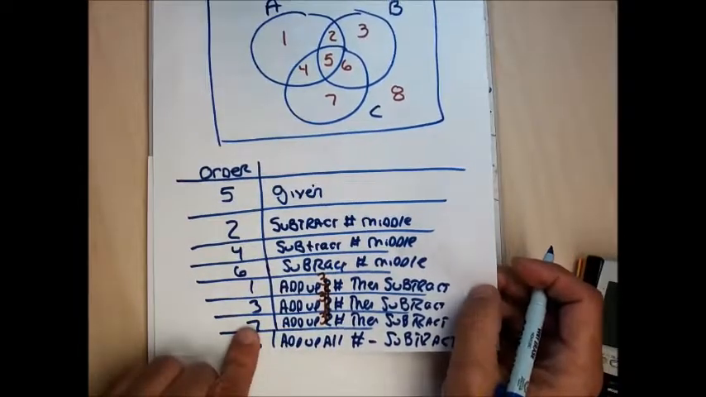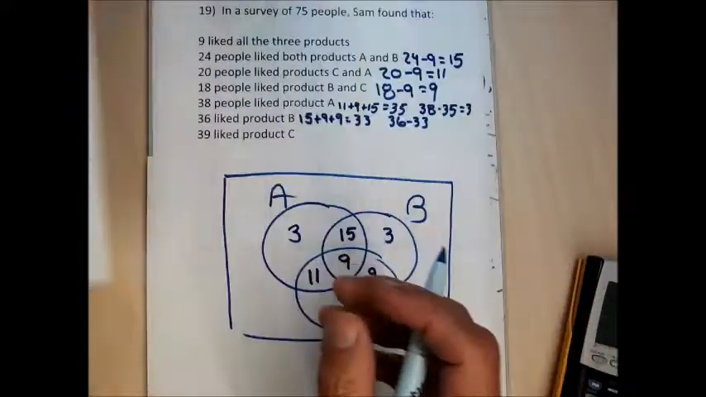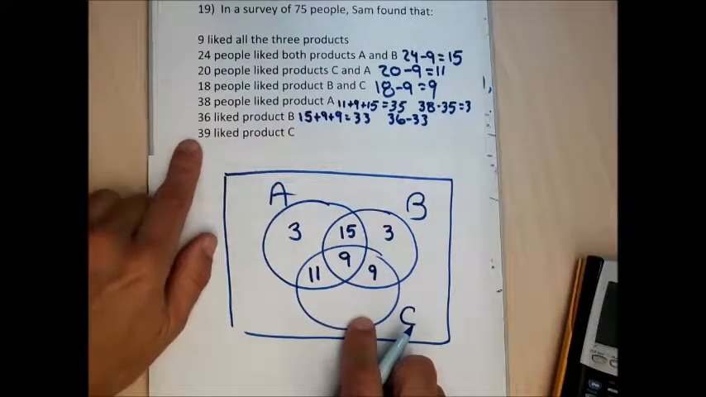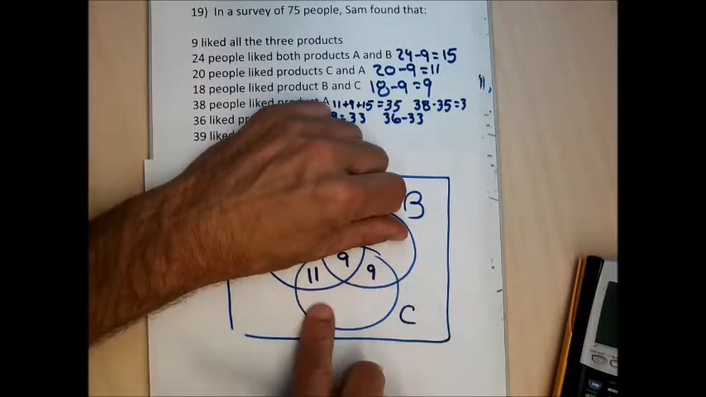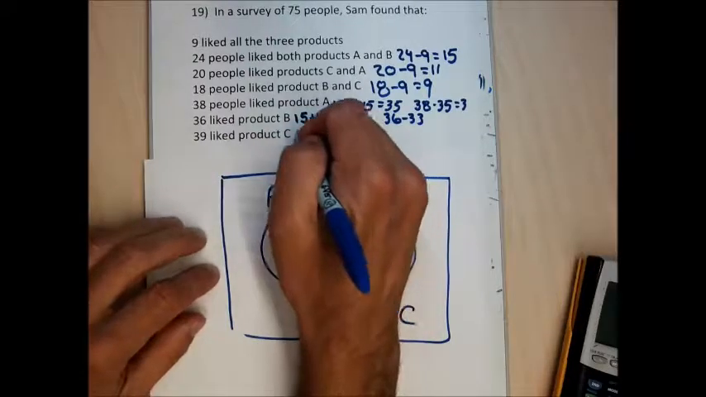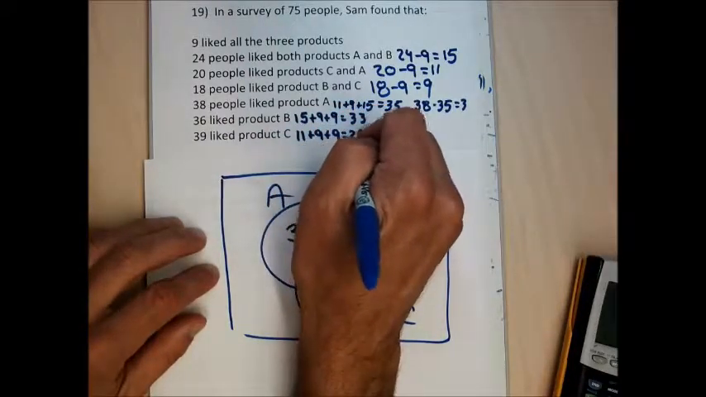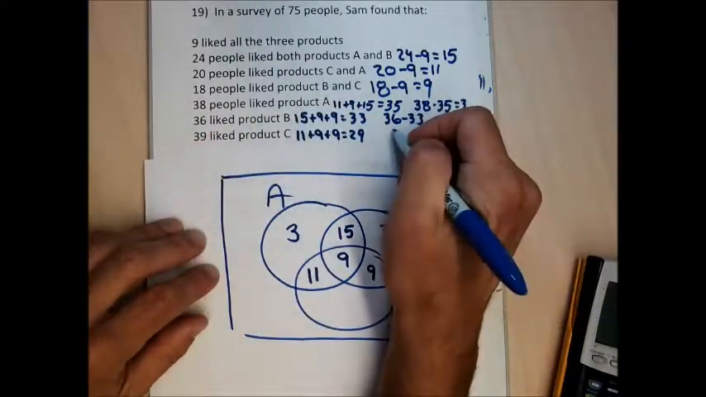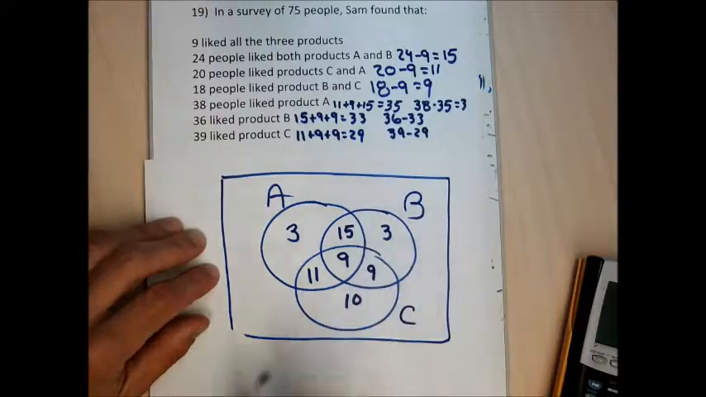Then I'm going to do region 7, where I add up 3 numbers and then subtract. That number there is going to reference that C number. The numbers I'm going to add up are 11, 9, and 9, the numbers in the C circle. So I'm going to go 11 plus 9 plus 9, that adds up to 29, and then I'm going to subtract 39 minus 29 and get a 10.